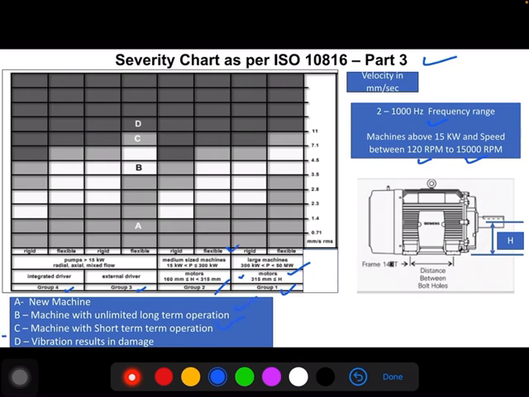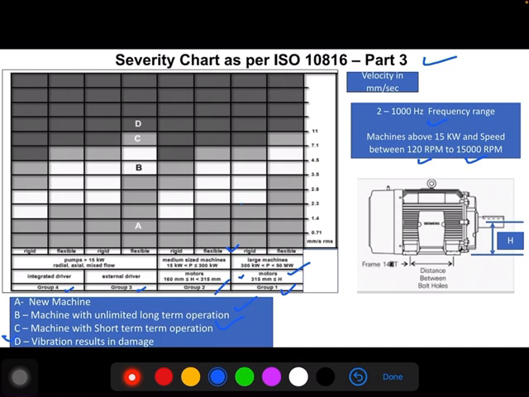For the new machines in group 1, for the large machines having capacity more than 300 to less than 50 megawatt and motor frame more than 315 mm, 2.3 is the acceptable limit for rigid, and for flexible it is 3.5. If the machine is running continuously in any industry, that is unlimited long term operation, and it is rigid, then the limit is also higher, that is 4.5, and if it is flexible, that is 7.1.